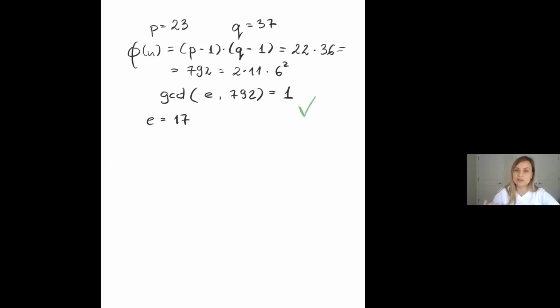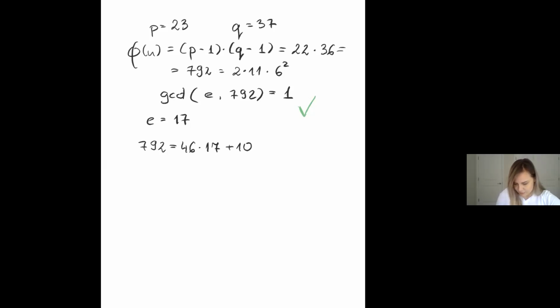Now we are going to use the Euclidean algorithm, in fact the extended Euclidean algorithm. The first part of the Euclidean algorithm just helps us compute the greatest common divisor. Yes, we know it's 1, but we need this first part of the algorithm. So we have 792 equals, and how many times can we fit 17 in 792? It can be written as 46 times 17, plus 10.